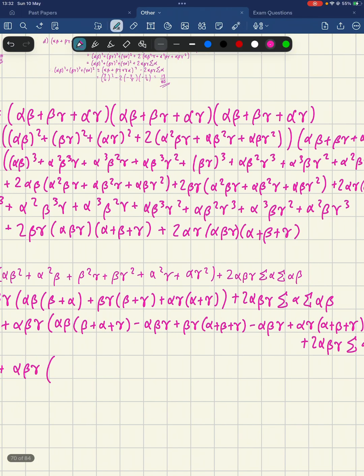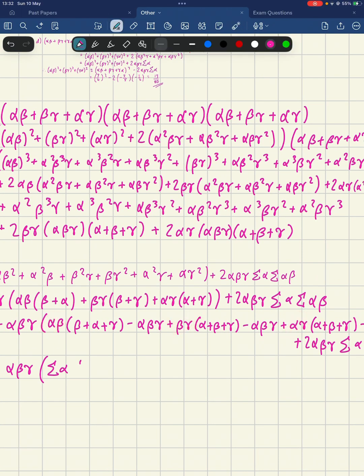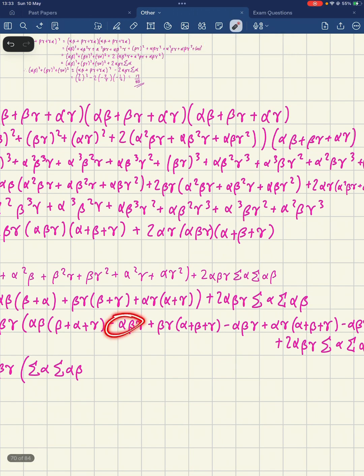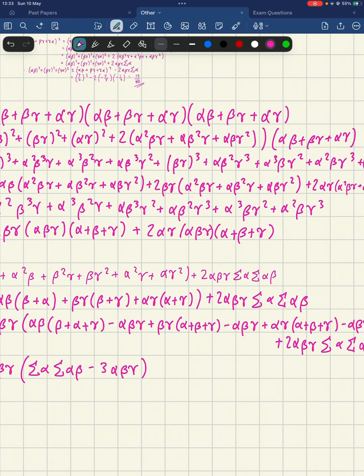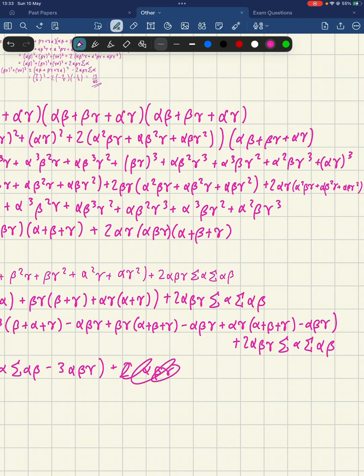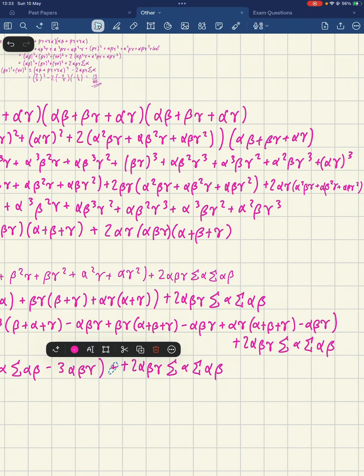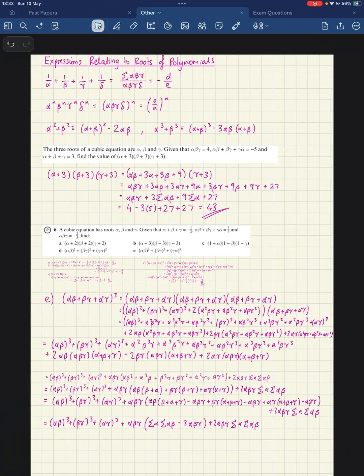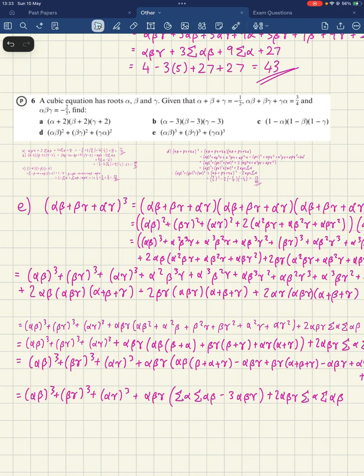The sum of the roots is common, so if we factor out the sum of the roots, we will then be left with alpha beta plus beta gamma plus alpha gamma, which is just the sum of the products of the roots. And then we've got minus alpha beta gamma, minus alpha beta gamma, minus alpha beta gamma, which is minus 3 alpha beta gamma. And then we have this plus 2 alpha beta gamma, and so on. Alright, I think we are definitely done now.